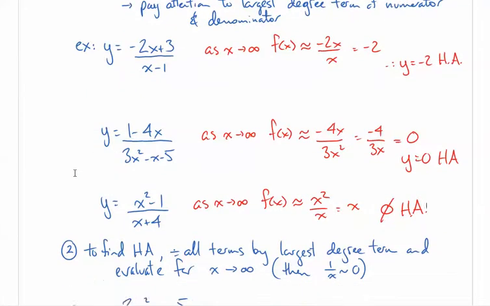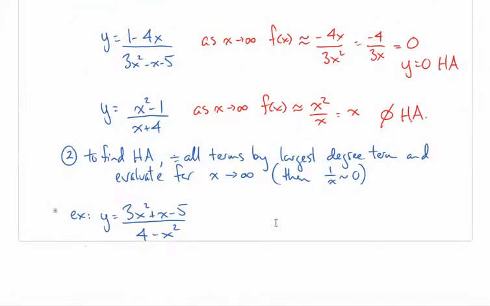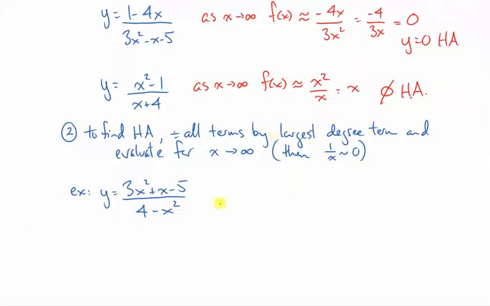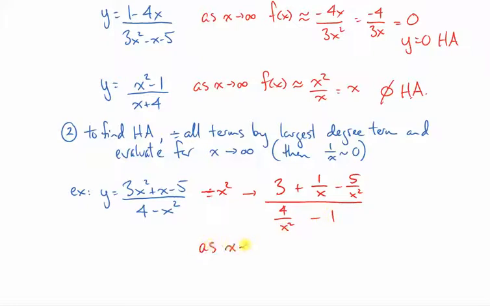Now there's a second procedure, it's a little more complex for finding horizontal asymptotes. This is often used in calculus. And what we do is we divide every term by the largest degree term. So looking at this rational expression, I've got x squared terms. So if I divide everything by x squared, I would get 3, and I would get 1 over x, and I would get negative 5 over x squared. The denominator would be 4 over x squared minus 1. Next, I consider very large x values approaching infinity. And I made an observation here that 1 over an x value for large x is essentially 0. So this function will become y equals 3 plus 0 minus 0 over 0 minus 1, or y equals negative 3 as a horizontal asymptote.